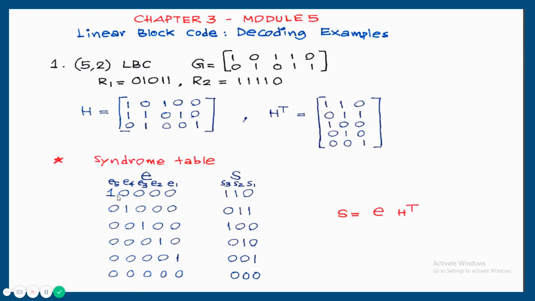The reason I am not writing here 2 ones is that it indicates 2-bit errors, and our 5,2 system is not capable of correcting 2-bit errors. Its capability is only up to 1-bit error. That is why only the 5C0 plus 5C1 combination should be written here. That is 1 plus 5 is equal to 6 combinations.